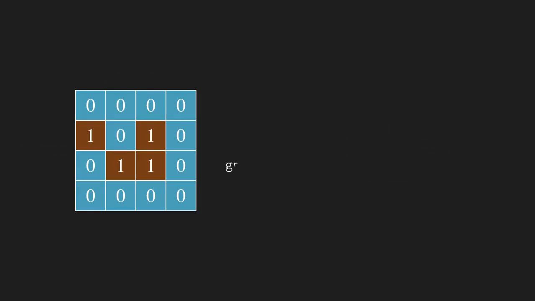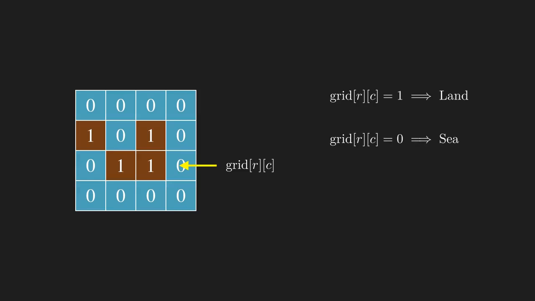Let the cell in row R and column C be written as grid of R, C. The condition grid of R, C equals 1 means the cell is traversable land. The condition grid of R, C equals 0 means movement stops there because it is not traversable. Valid indices satisfy 0 less than or equal to R less than M, and 0 less than or equal to C less than N.